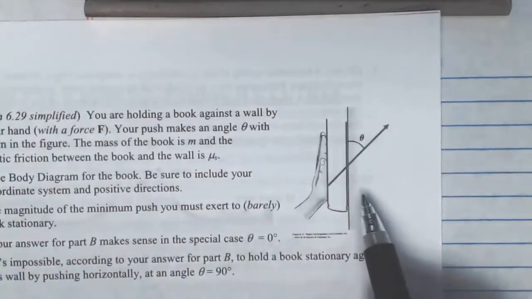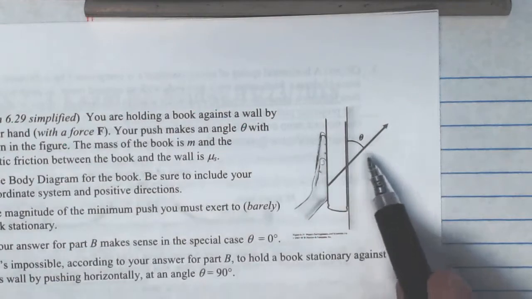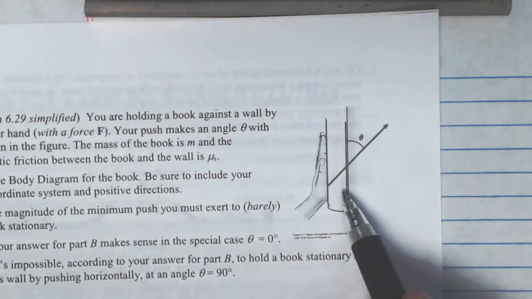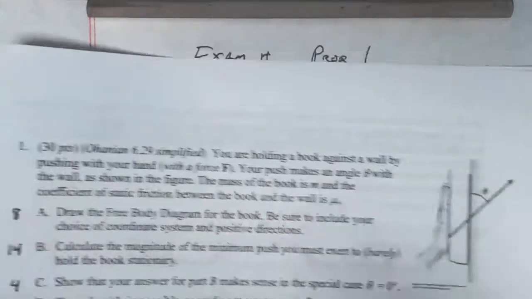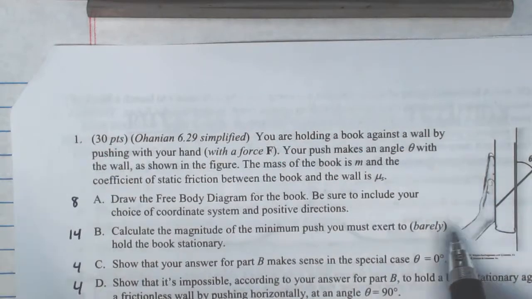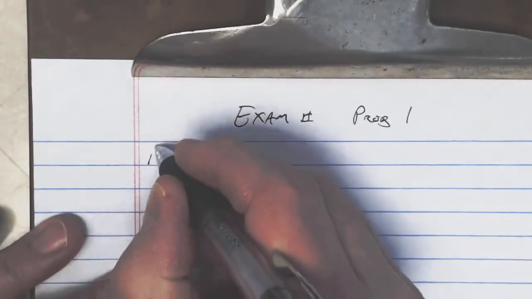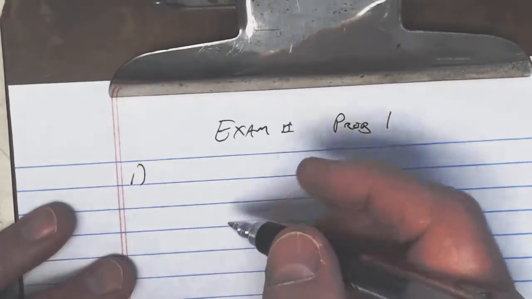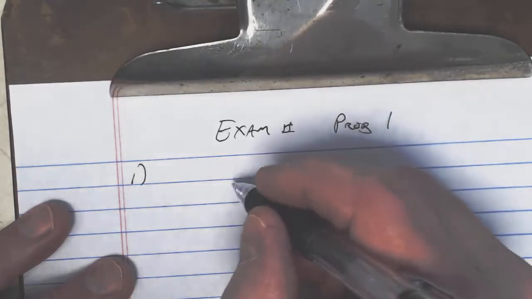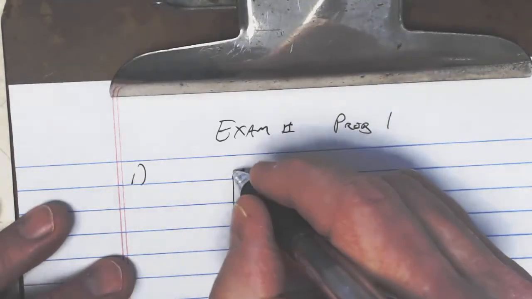Okay, and this is where you're pushing a book against a wall, pushing it at an angle theta, and you are holding the book, but just barely. And that is going to be a key phrase when we get down to this problem. But in any case, to get started with problem 1, you're asked to draw the free body diagram for the book. And so we're concentrating on the forces on the book.